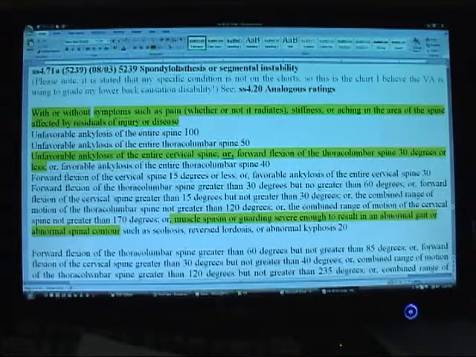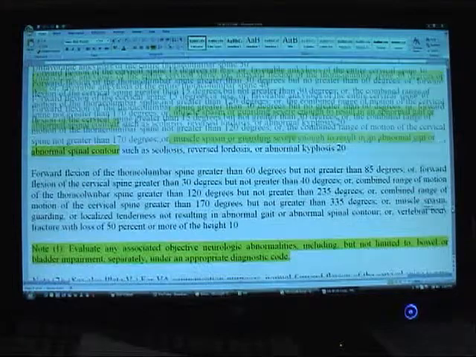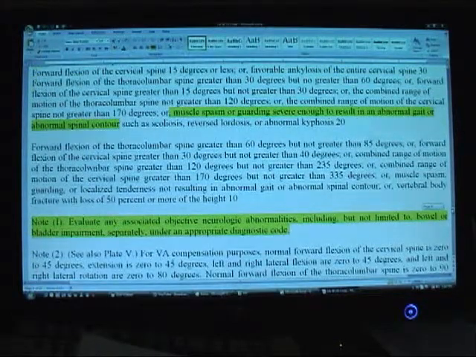Kyphosis, I guess. I know I got that one wrong. But that's a lot to get in one sitting. You got to get your pencil and paper out and start doing some math.